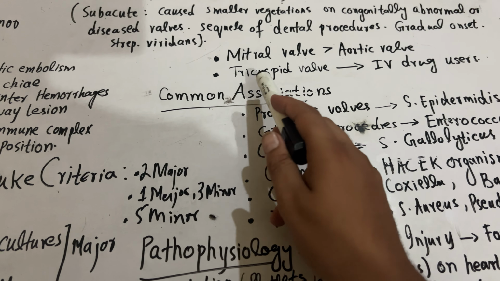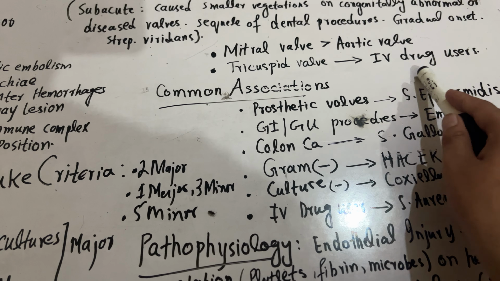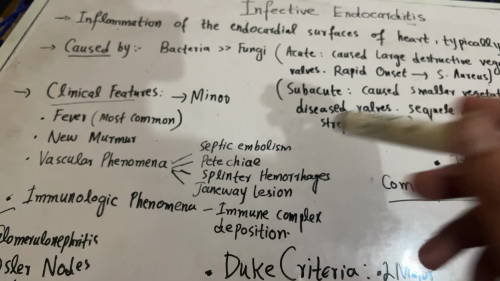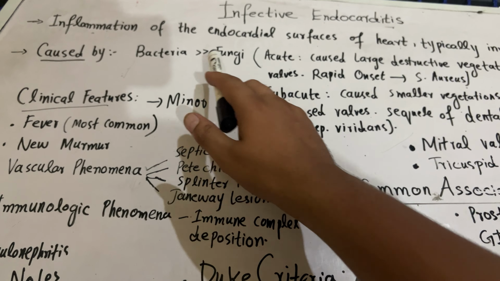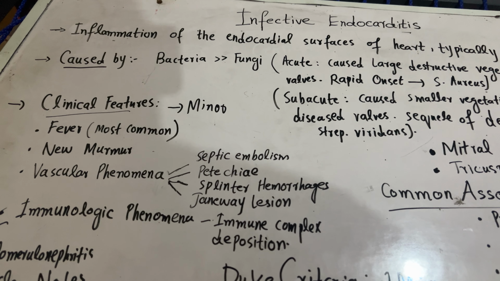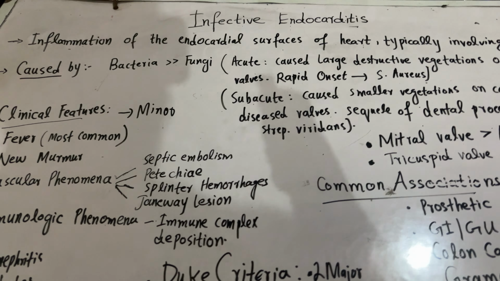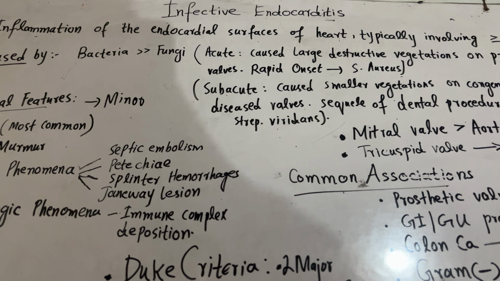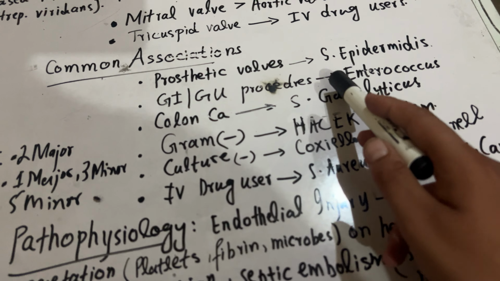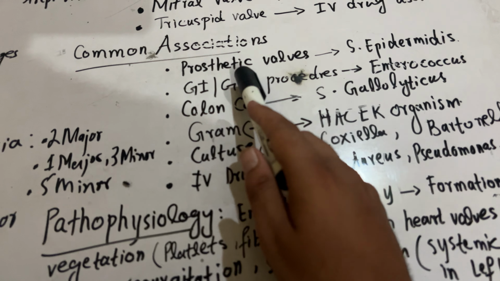Now, tricuspid involvement is mostly associated with IV drug users. The cause of infective endocarditis is bacteria and fungi, but bacteria are most commonly involved. Infective endocarditis can be due to multiple bacteria. It can be due to Staph epidermidis, and Staph epidermidis most commonly involves prosthetic valves.